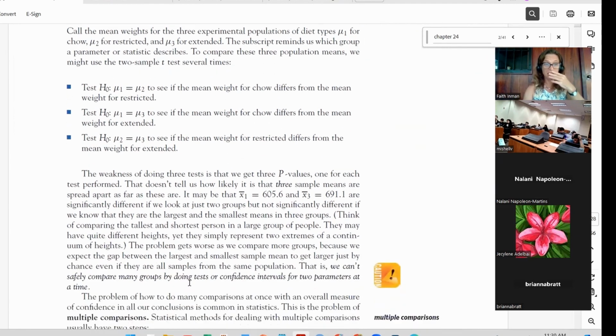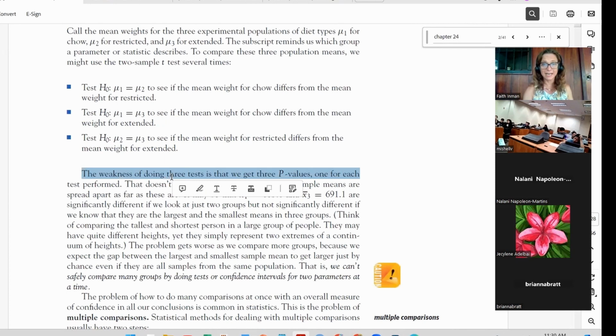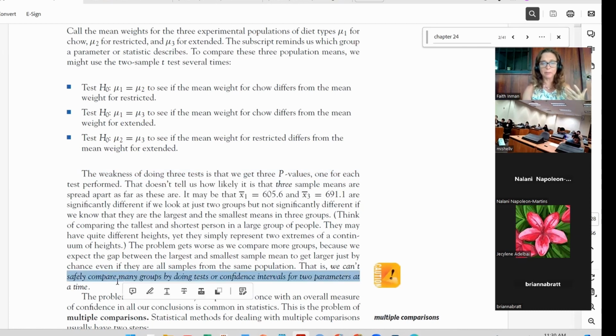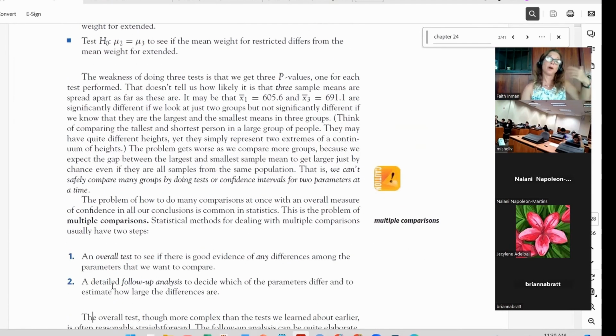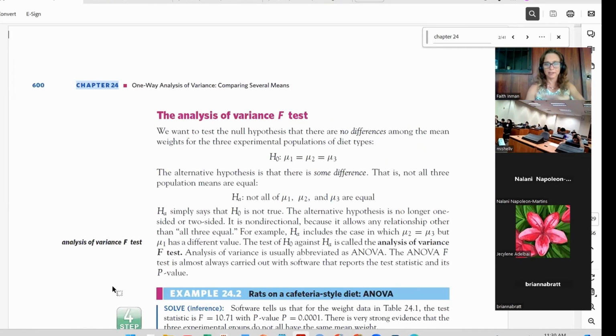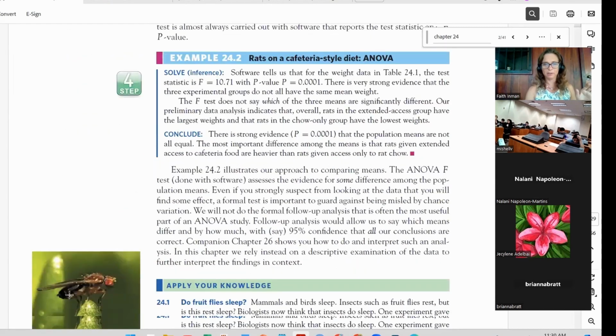And it talks specifically about the weakness of doing 3 t-tests, right? Why we don't do 3 t-tests, why we do an ANOVA instead. We can't safely compare many groups by doing tests or confidence intervals for multiple tests because it actually inflates the p-value. This is the problem of multiple comparisons, which is why we do an overall test and then do a Tukey's test where the p-value is corrected for multiple tests. And it describes all of this in this chapter.